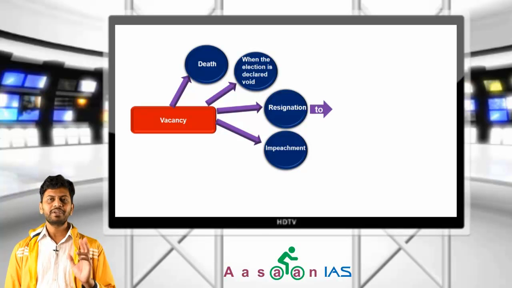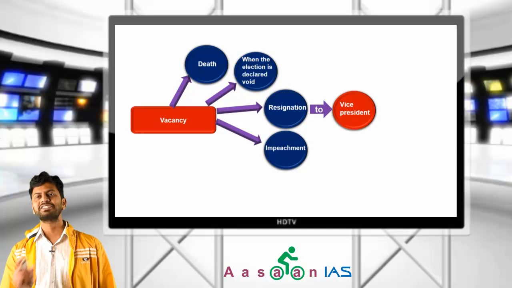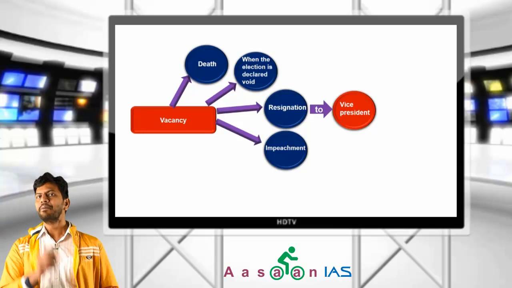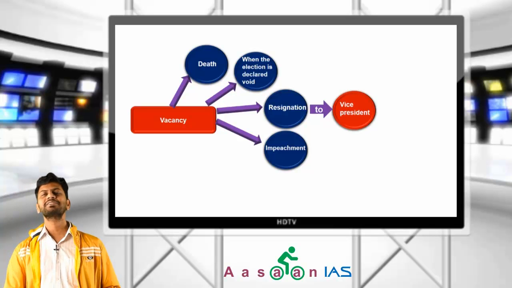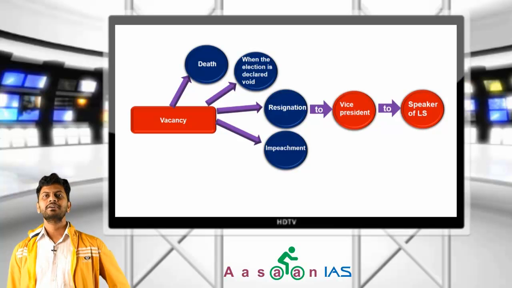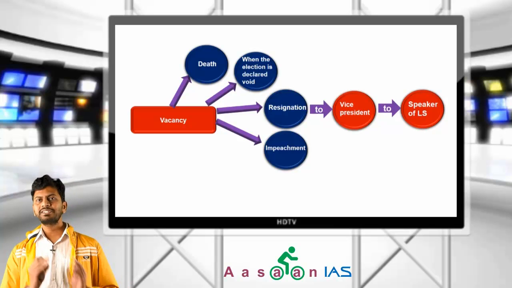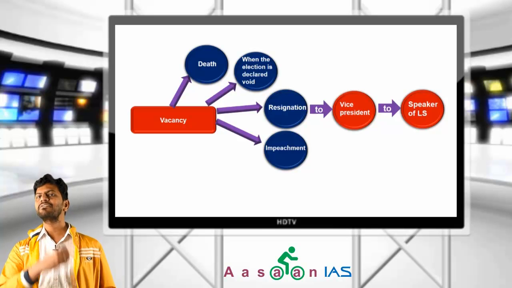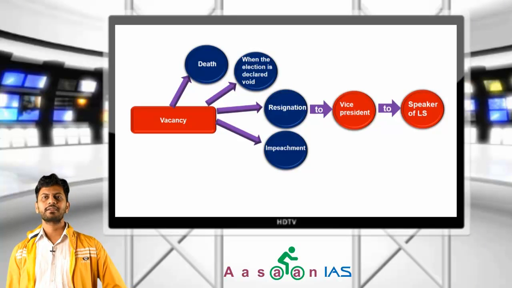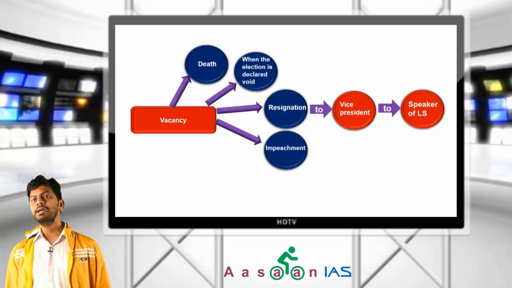The president will submit the resignation to the vice president. Don't think chief justice. The oath is administered by the chief justice, but the resignation will be given to the vice president. He further gives it to the speaker of Lok Sabha. Important point: the president can leave the office anytime by submitting his resignation to the vice president. Getting me? Now we talk of impeachment.